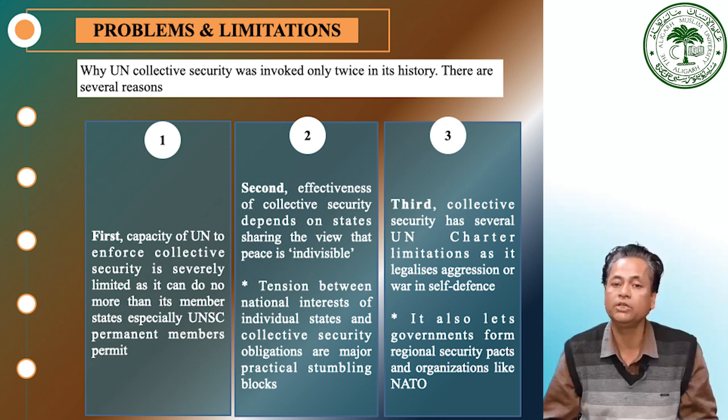But there is a problem in the sense that there is always a tension between the national interest of individual countries and the collective security obligations, because these are considered the real problems in the successful working of the collective security system under the United Nations. States may not be willing to name a particular state as an aggressor and go to war. So, there is always a problem.